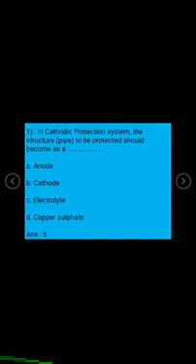Now let us see some quiz questions on this topic. In a cathodic protection system, the structure to be protected should become a dash: anode, cathode, electrolyte, copper sulfate. The right answer is cathode, because previously that metal acts as anode and is involved in corrosion, but it can be protected from corrosion by converting it into cathode. The right answer is cathode.